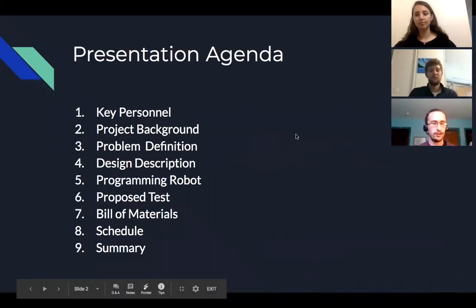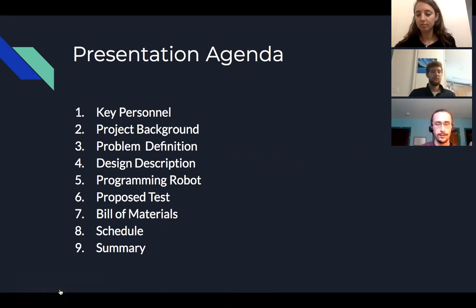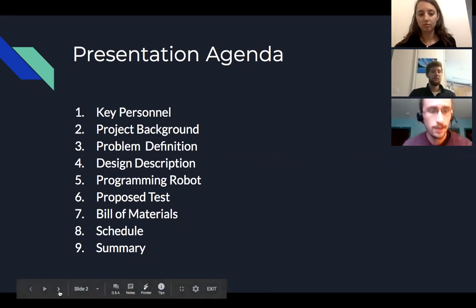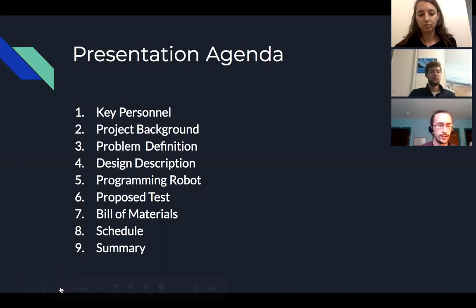Today we'll go over who we are, the background of the project that we have been working with, what the problem is that we're trying to solve, our design along with the robot, some tests we wanted to perform, materials, a schedule, and a summary of our project.